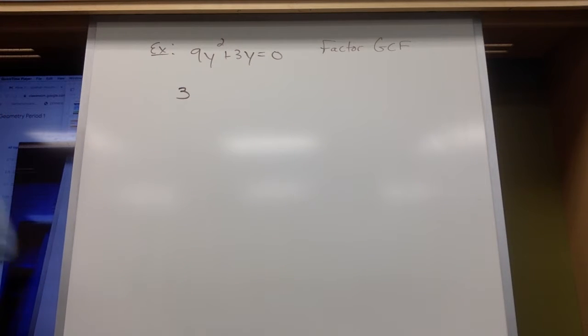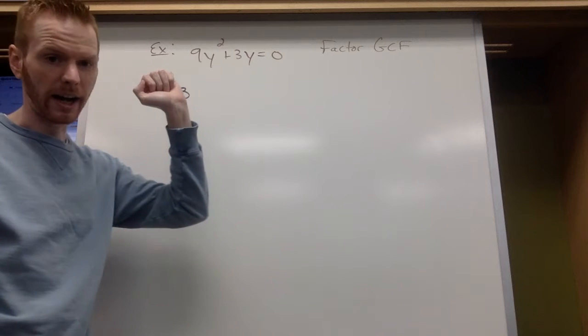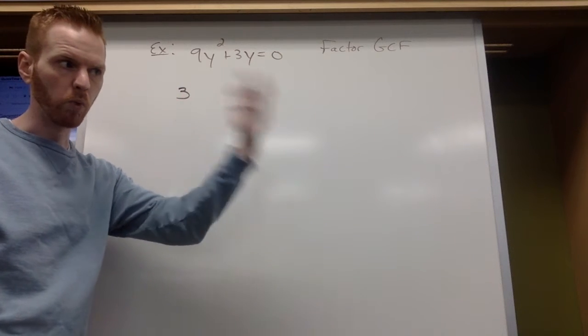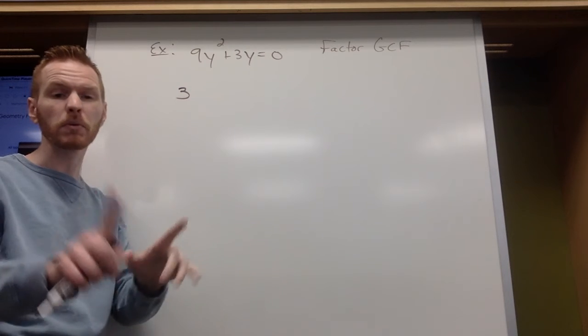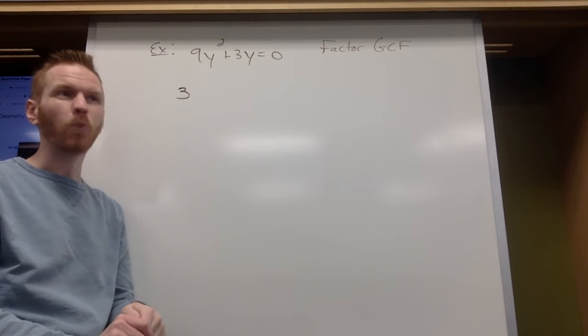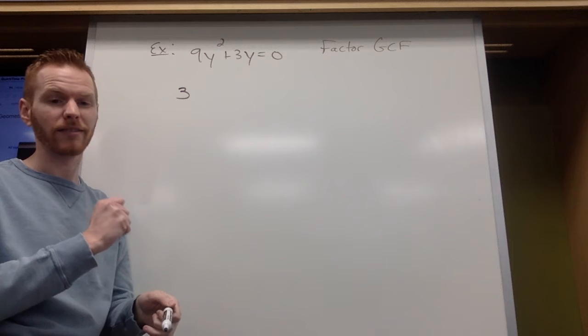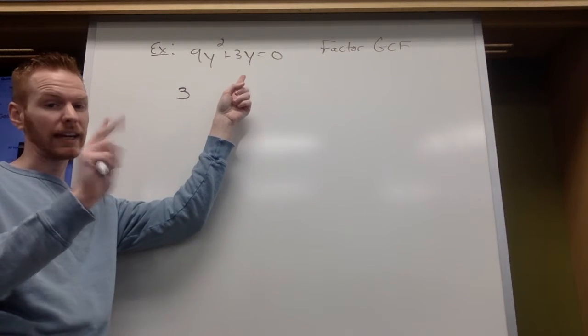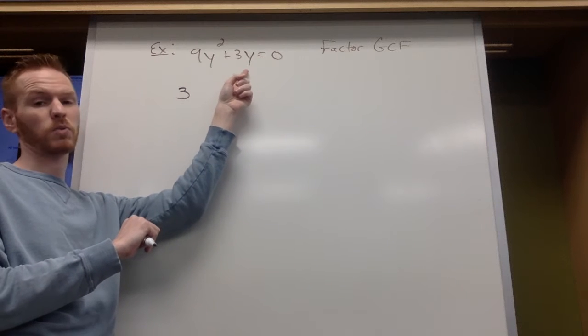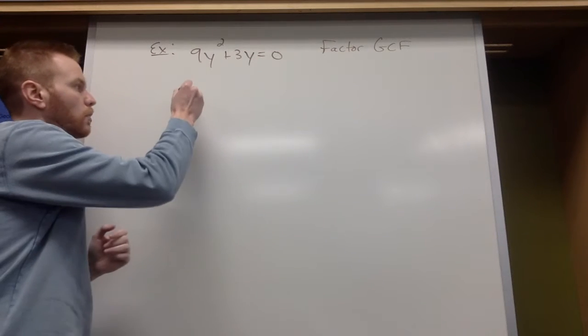Now let's look at the y's. We have a y squared and a y. What would be a common factor there? Well, let me reword that. How many y's could I take away? I think one. They both have one y. I can't take two y's away because this only has one to give up, right? So I could take one y out of it.